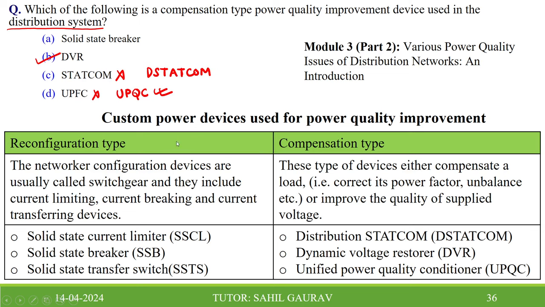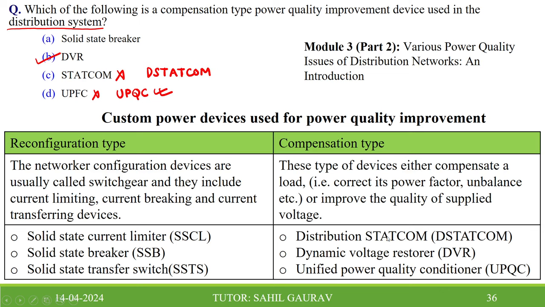And the custom power devices used for power quality improvement, you can bifurcate into two types: reconfiguration type and compensation type. The reconfiguration type is usually called switchgear, and they include current limiting, current breaking, and current transferring devices. It includes the solid state breaker, solid state current limiter, and solid state transfer switches. The second one is the compensation type. This type of device either compensates a load, that is corrects its power factor and balance, or improves the quality of the supplied voltage. The examples of compensation type power quality improvement devices in distribution systems are distribution STATCOM, DVR (dynamic voltage restorer), and unified power quality conditioner.